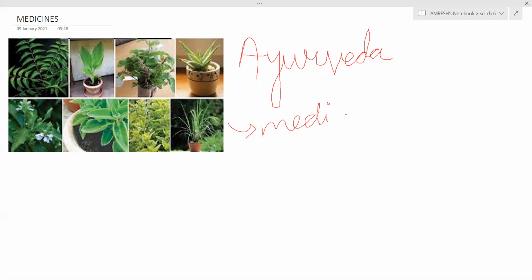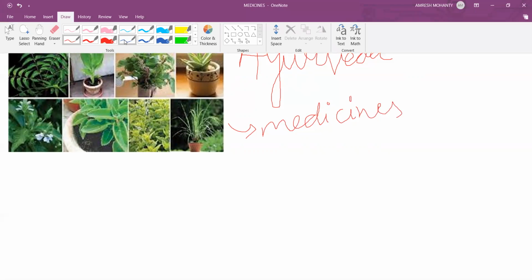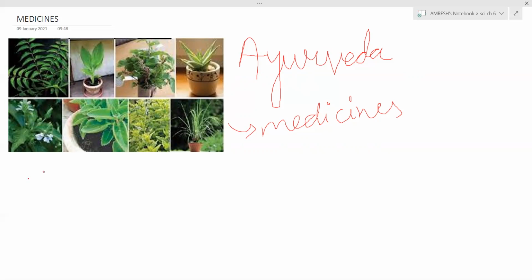They take the roots of some plant, leaves of some plant, or seeds of some plant as the medicine. So these plants are of high medicinal value. If I tell some examples, you may write tulsi. Tulsi is a plant of high medicinal value. It provides you relief from your cough, cough and cold. Neem is basically related to digestive system and skin diseases.